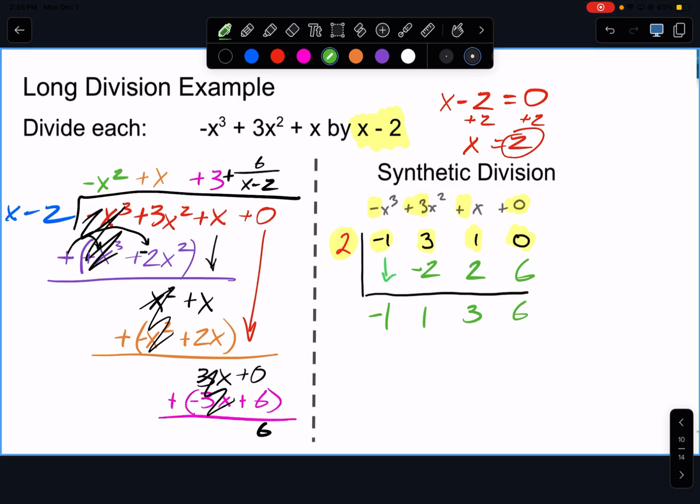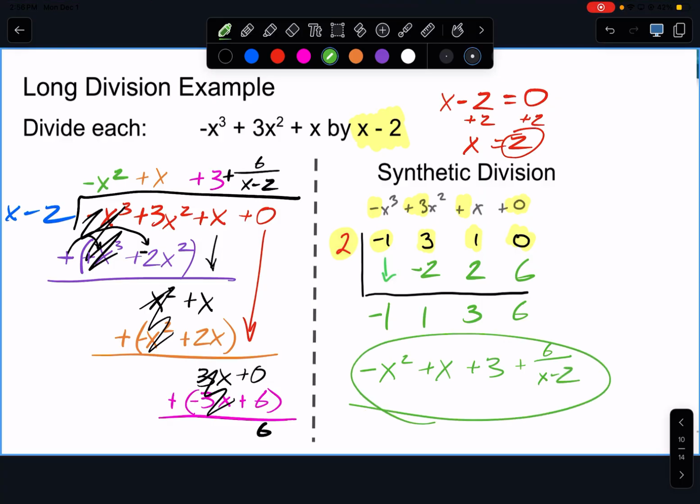Now, what happens here is these green numbers on the bottom become our coefficients for our new polynomial, for our quotient. Okay? So the first one is going to be -x, and we know that it's going to be squared because we divided it one time. So that means our degree goes down by 1. So our degree started out as x cubed, right? So because it started out as x cubed, the degree goes down by 1, so this is x squared. Then the next one is going to be plus x, and then plus 3, and then the 6 is going to be my remainder, so plus 6 over x minus 2. Okay, did we get the same answer?